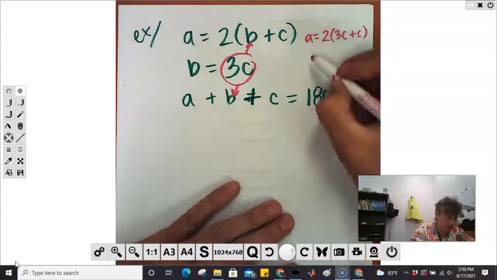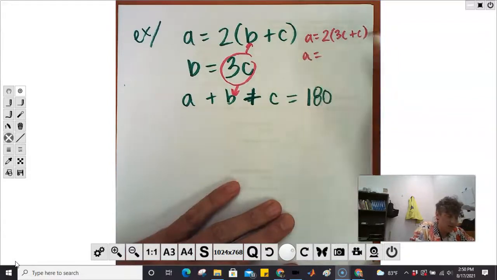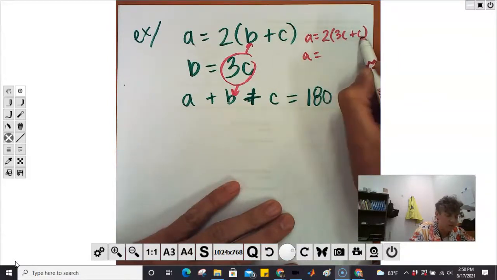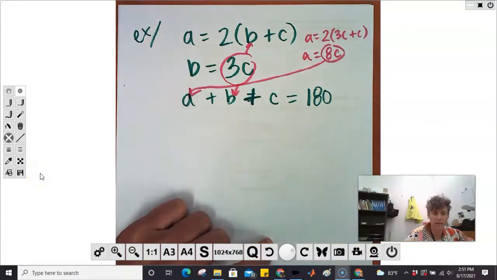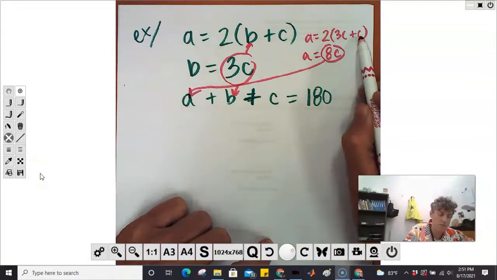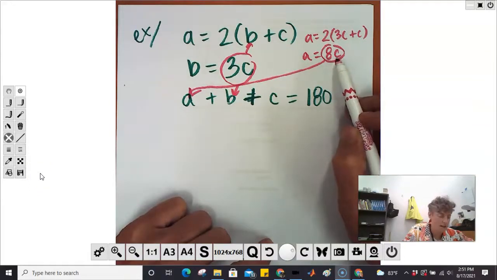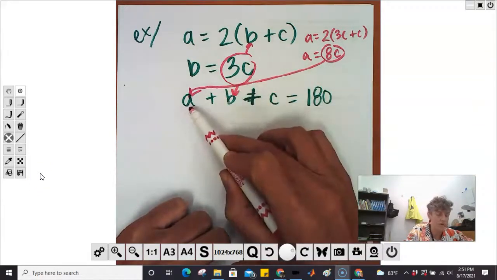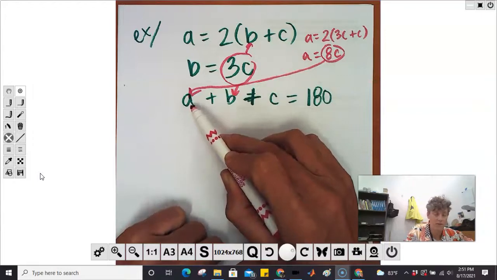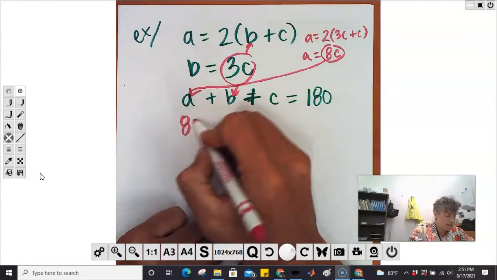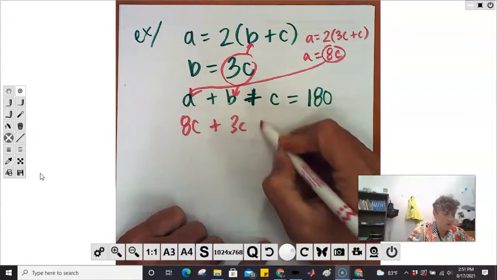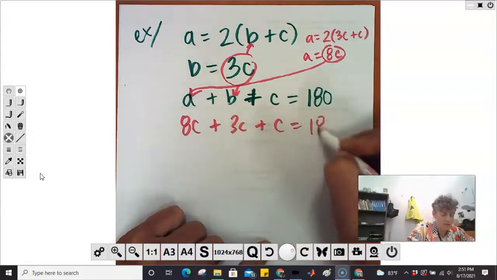Okay, so let's multiply this through. We'll have A is equal to 3C plus C is 4C. And 4C times 2 is 8C. Now we're going to plug this in for the value of A. So we'll have 8C plus 3C plus C is equal to 180.